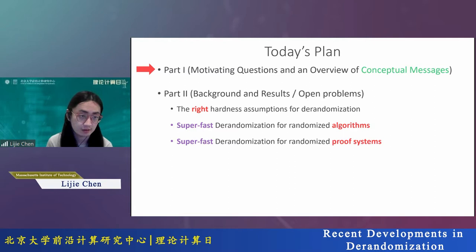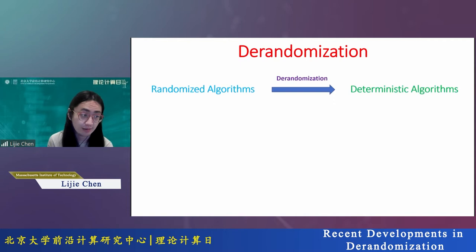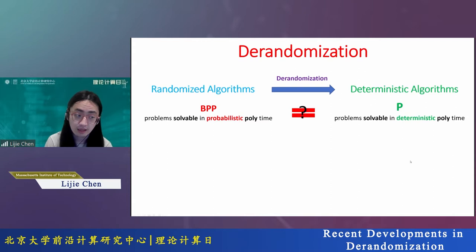So let's briefly recall the setup. Randomization basically is the process of converting a randomized algorithm into an equivalent deterministic algorithm. And of course, you want this conversion to add as little overhead as possible. And in complexity terms, a famous question is whether BPP, problems solvable in probabilistic polynomial time, is equivalent to P, which means problems solvable in deterministic polynomial time.